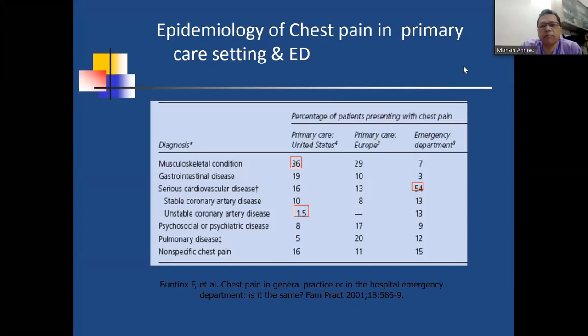In primary care in the United States, musculoskeletal condition is 36% in the OPD, but cardiovascular disease (CVD) is 54% in the emergency department. So in an emergency condition, we should first keep cardiovascular disease in mind.